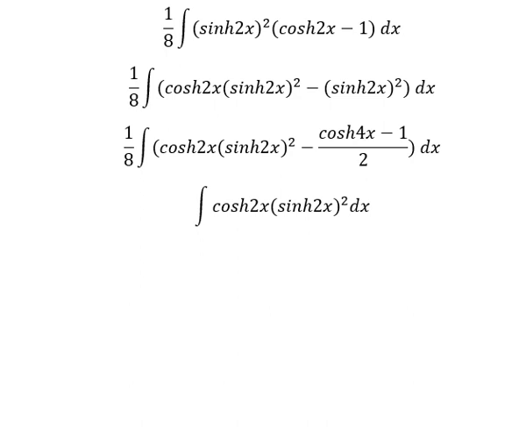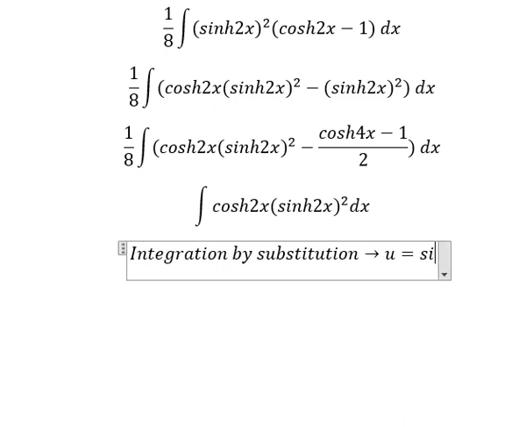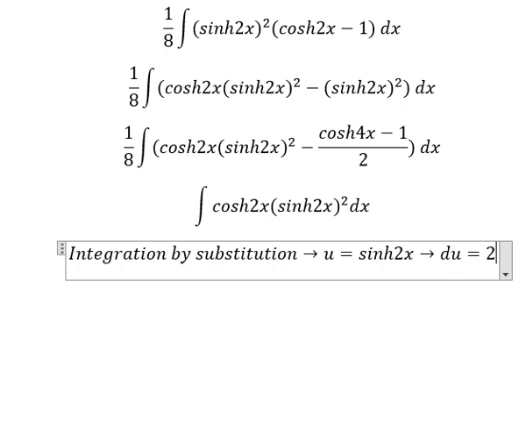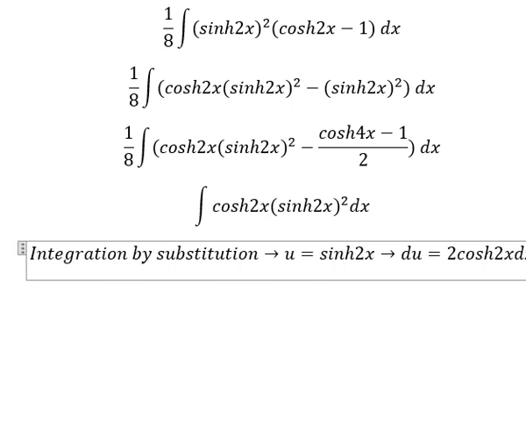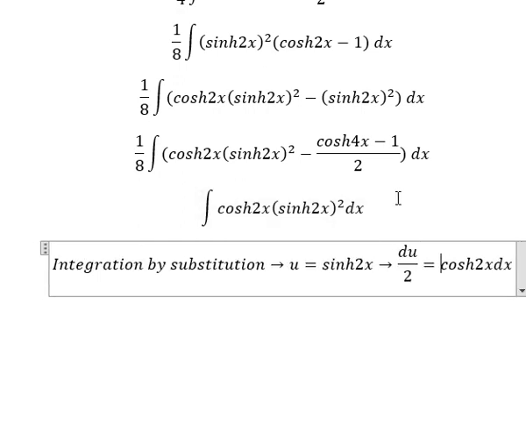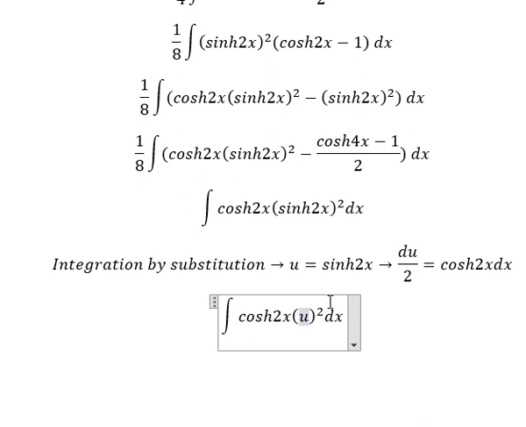So we need to use integration by substitution. So I will put u equal to sinh 2s. So we do first the derivative for both sides. So we have du equals to 2 cosh 2s ds. Because we don't have number 2 in here, we divide both sides by number 2. So this one we change for u. Cosh 2s ds we change for du over 2.